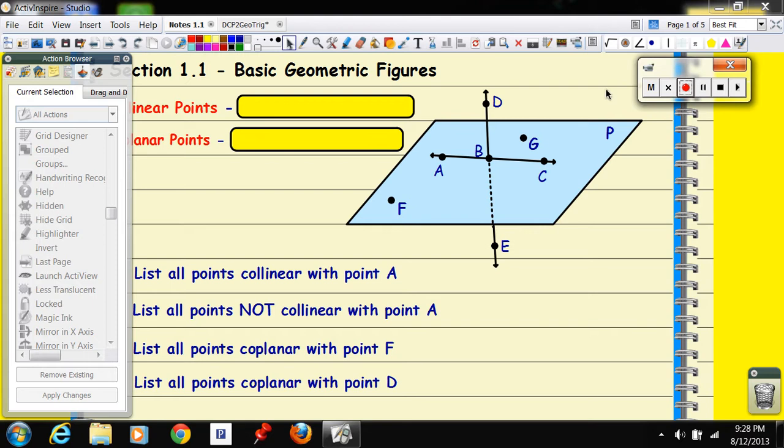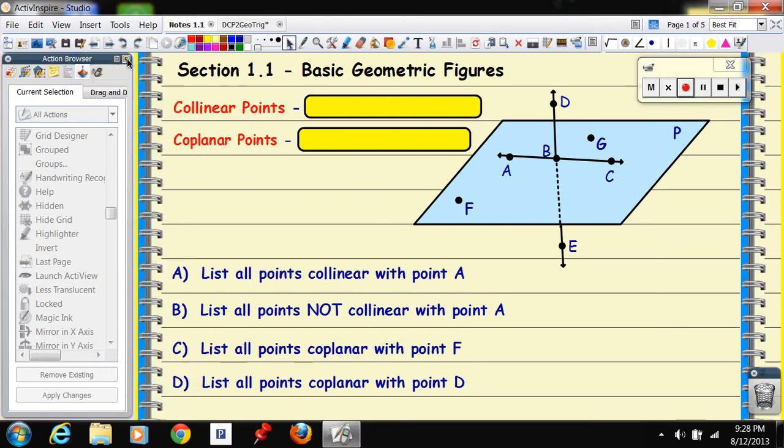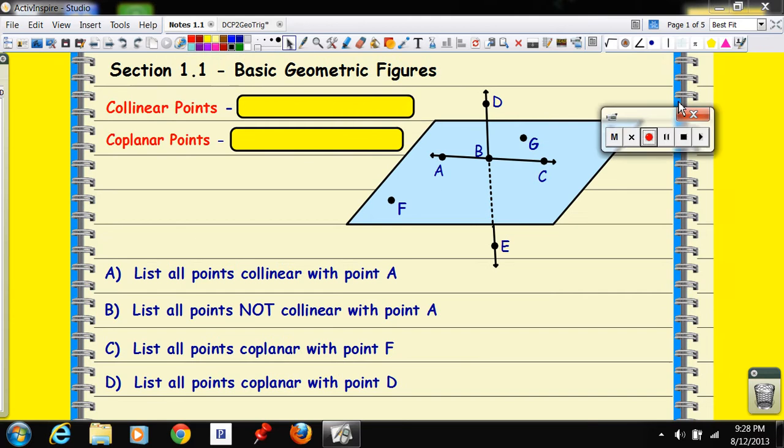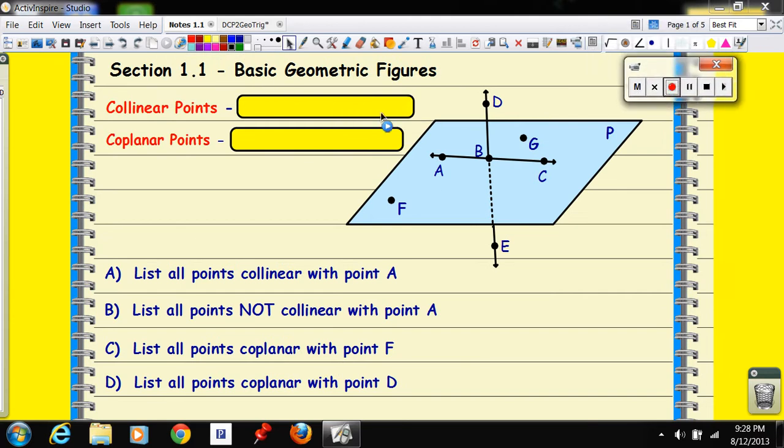Just wanted to go over a couple of the basic figures of geometry with you and some of the key vocabulary words that you're going to want to write down. Kind of make it look like notebook paper here for you, so make it a little easier. And again, if I get too fast for you, just pause the video, catch up, and then start the video up again. I want you to stay caught up with me.